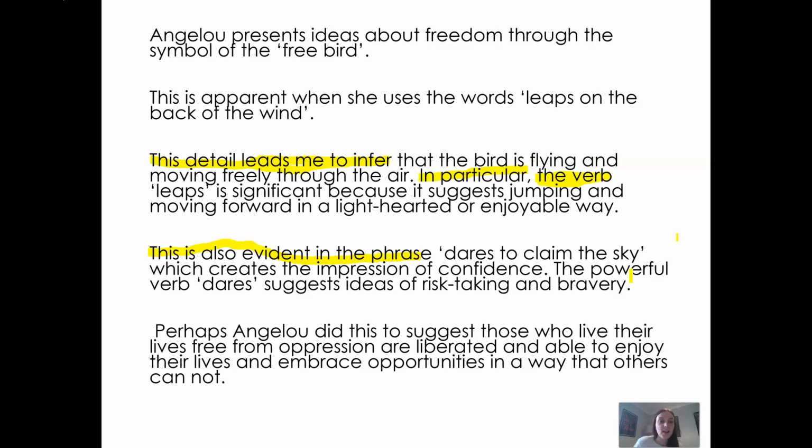Okay, I would like you to have a go at doing the same. In fact, I have provided you with a writing frame in order to be able to complete this task. I would like you to have a go at exploring how Angelou presents ideas about oppression through the symbol of the caged bird. I want you to zoom in on at least one quotation, and if you want to, you can use 2 or more to really develop your ideas.